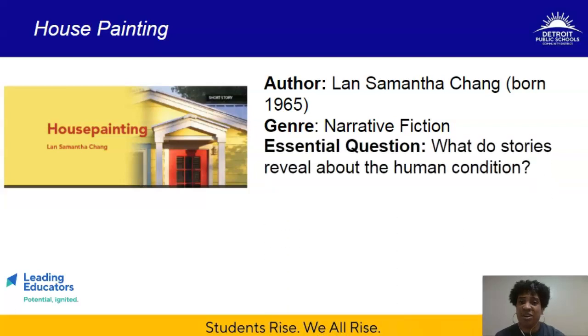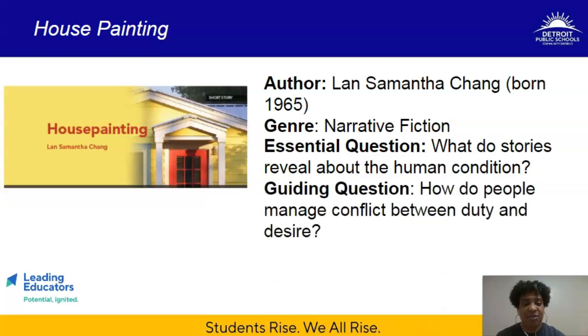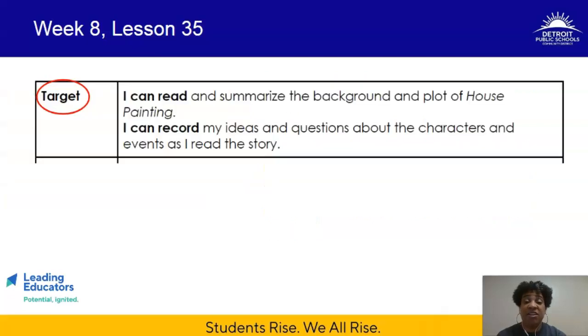The essential question of the unit is still true and still relevant here. What do stories reveal about the human condition? And the guiding question for the text: how do people manage conflict between duty and desire? And that is the conflict that one of our main characters finds herself in. Learning targets for today continue on from yesterday. I can read and summarize the plot and background of House Painting. I can record my ideas and questions about the characters and events as I read the story.